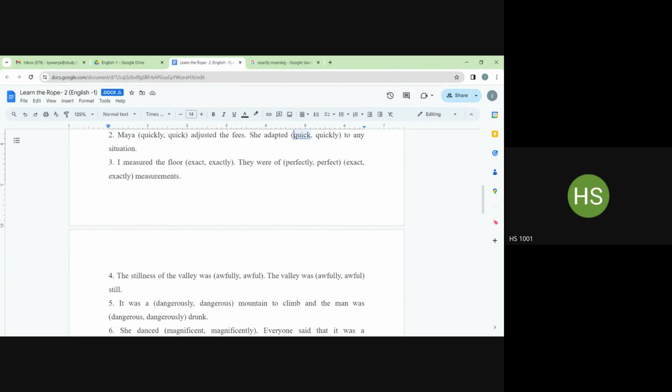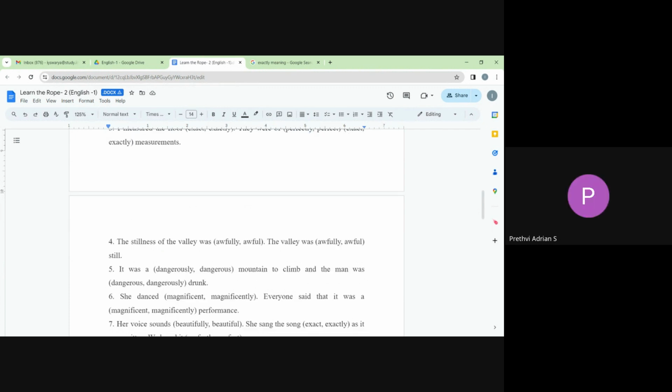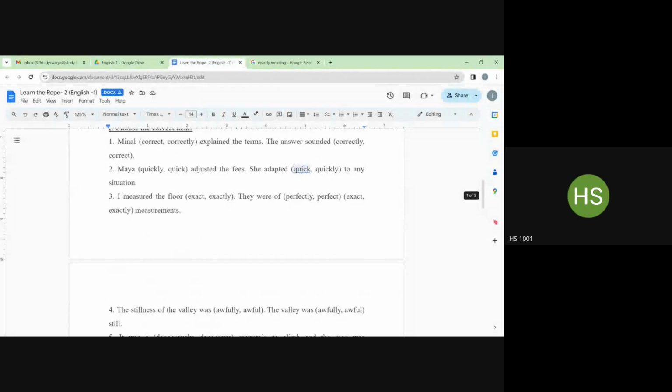First one, in the sense the first sentence or the second sentence? First sentence, ma'am. First sentence is exactly, because you're talking about how. Second is exact, or perfect, ma'am. Perfectly exact measurements. Both will be added together, ma'am. Yes, that is possible. You can combine these things together, no?